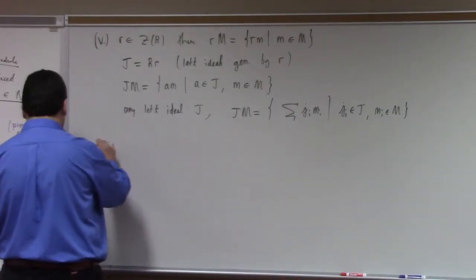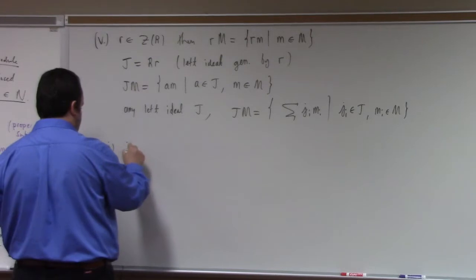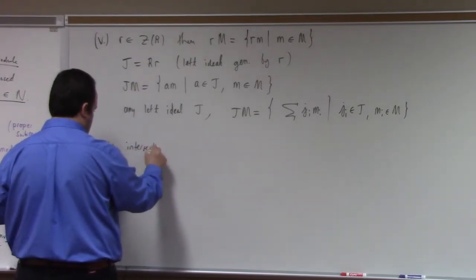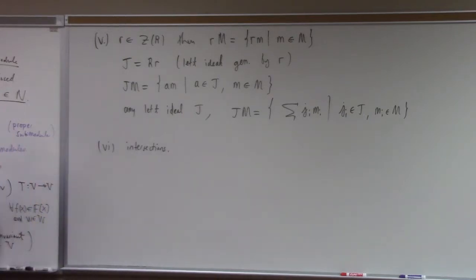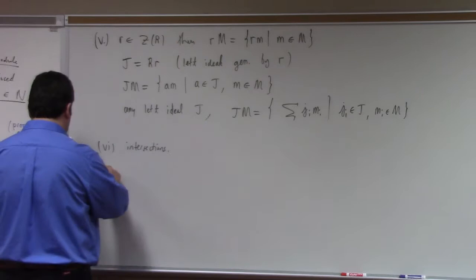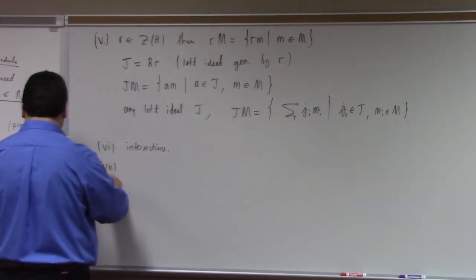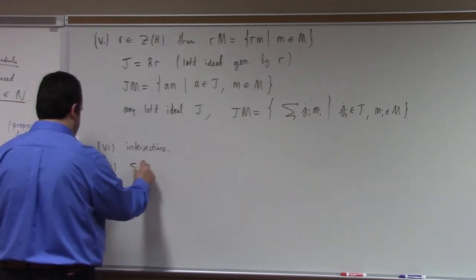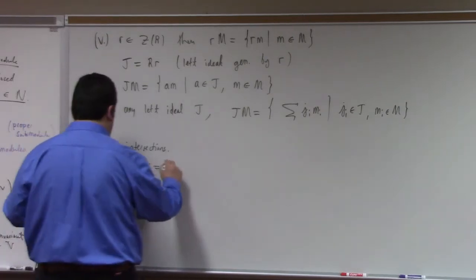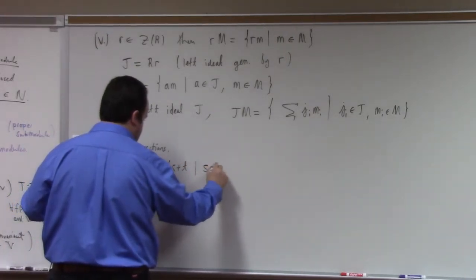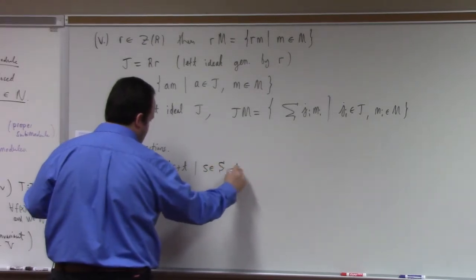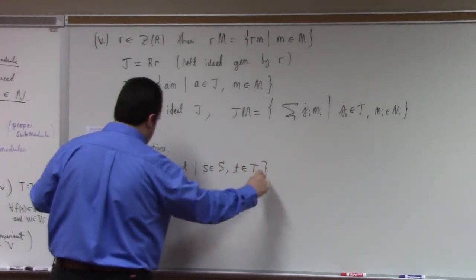Six, intersections. In other words, the intersection of submodules is once more a submodule. All right. Seven, we can define S plus T in the usual way: s plus t such that s is in S and t is in T. That defines a submodule.